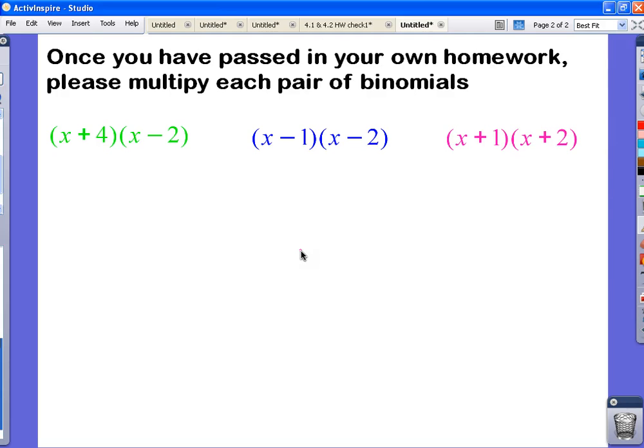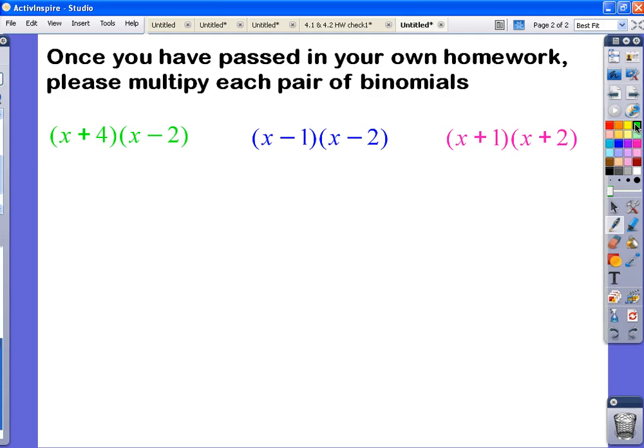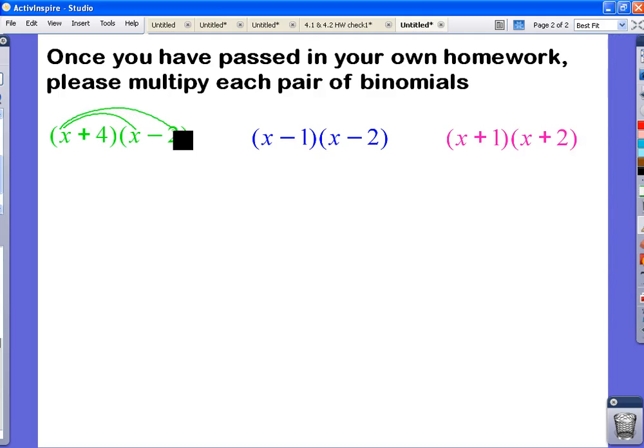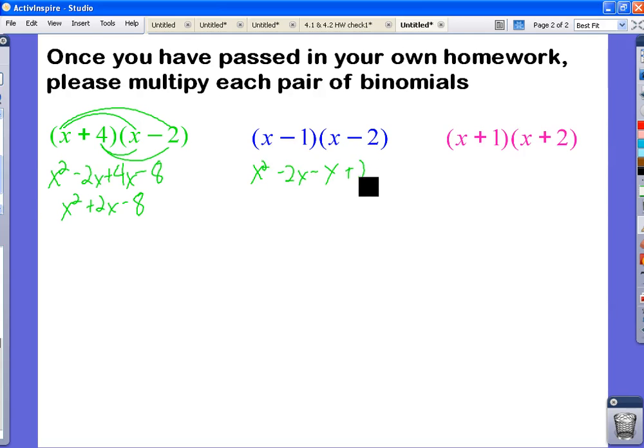So let's go ahead and get started. We're going to distribute the x. So we'll distribute the 4. This should be a fairly quick review here. Minus 2x plus 4x minus 8. So x squared plus 2x minus 8.